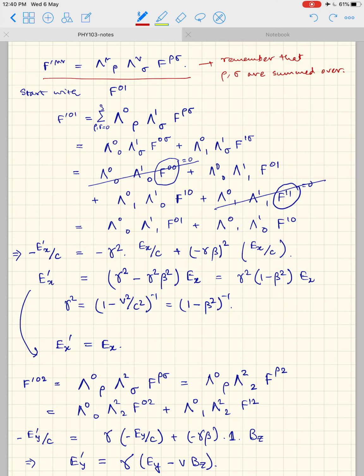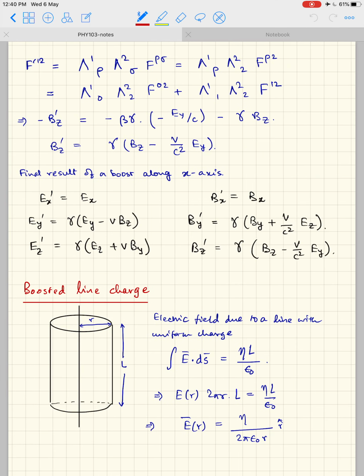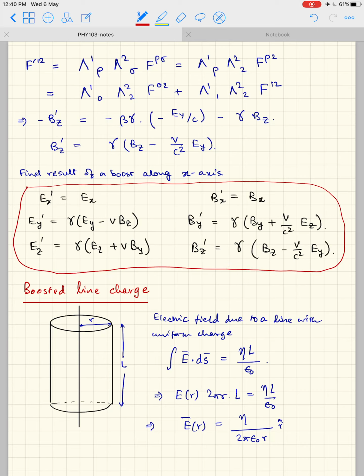So at the end of the day, where the dust settled, the final result was that if you had a boost along the x-axis, then Ex primed and Bx primed remained the same as Ex and Bx. The rest of them actually changed, and there was this mixing between the electric fields and the magnetic fields.